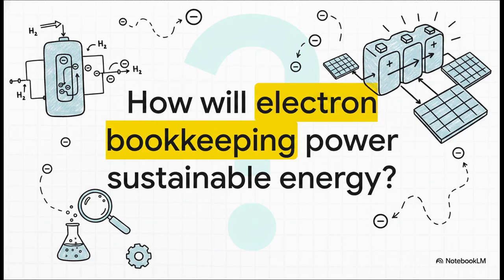I want to leave you with this final provocative thought. As we look to replace fossil fuels with liquid hydrogen, and as we try to build massive battery grids to store solar and wind power, we are essentially trying to become master accountants of the electron economy. As you continue your studies, consider how you might use these exact rules of electron transfer, this fundamental flow of microscopic currency, to engineer the green fuels and sustainable batteries of our future.